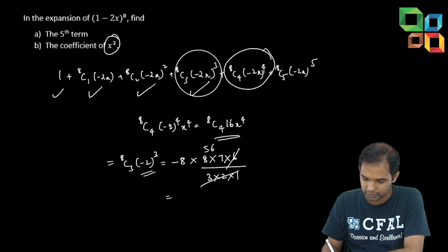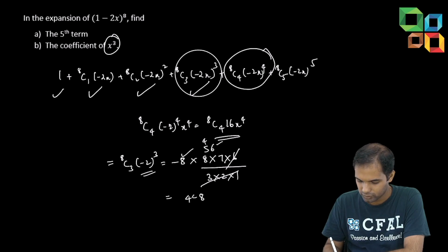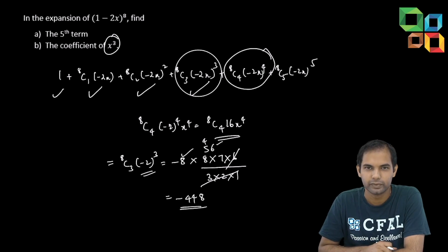56 into 8 again. So 8 6s are 48, 8 5s are 40, 44. So minus 448. This would be the coefficient of x cube.